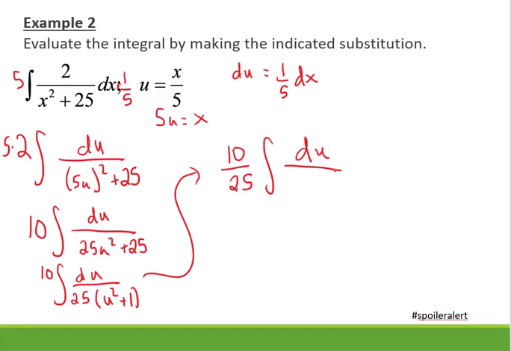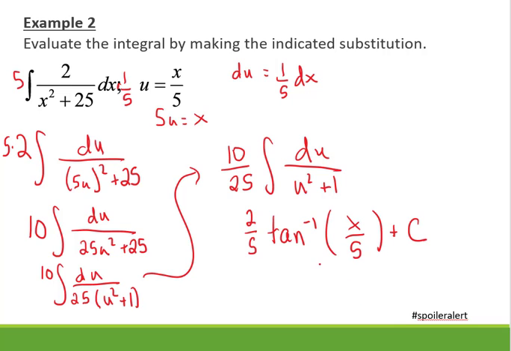This is going to reduce, so if I reduce everything, I get 2/5. This becomes the inverse tangent of my u plus c, and my u was x over 5. And again, I can always take the derivative of this, and hopefully with some simplification, I'm going to get this back. But that was kind of a fun substitution.